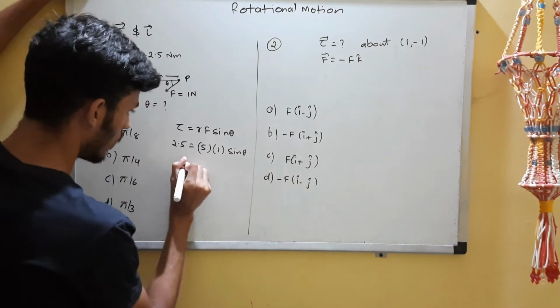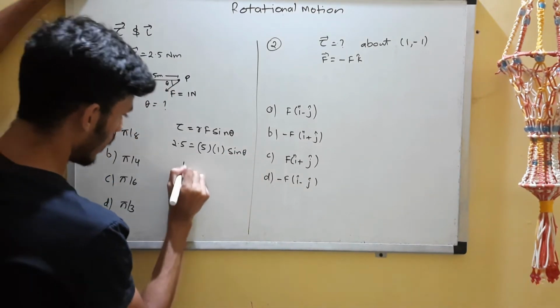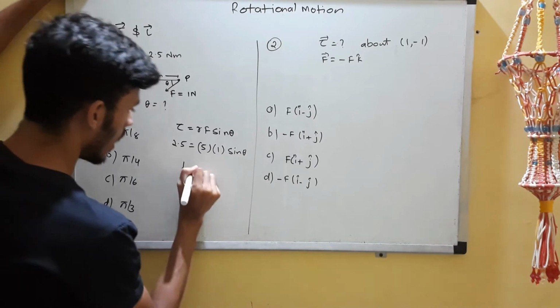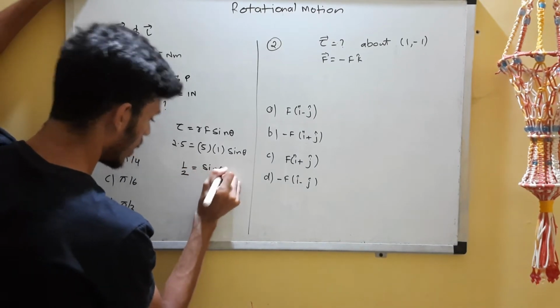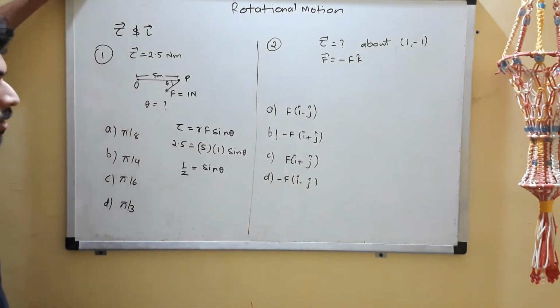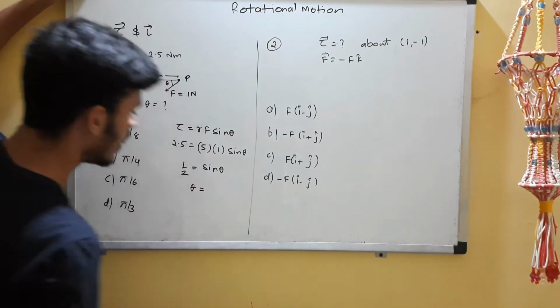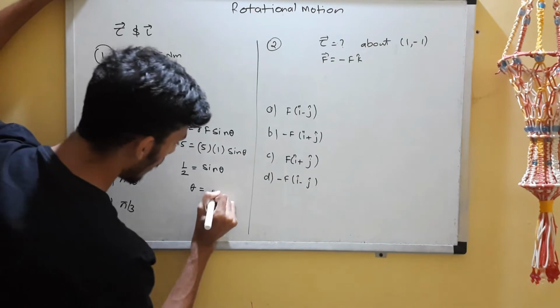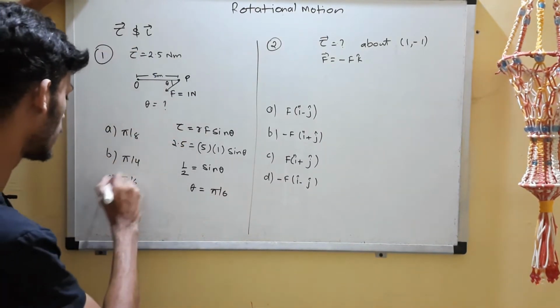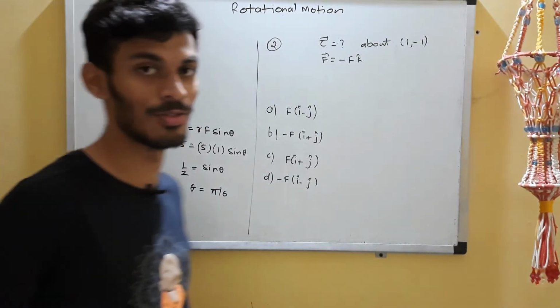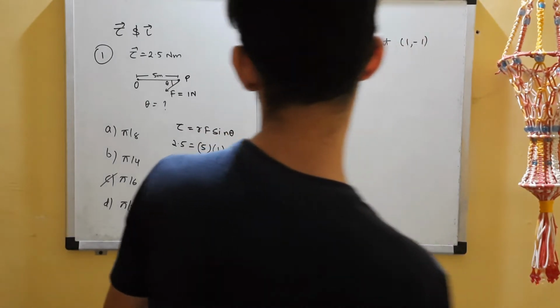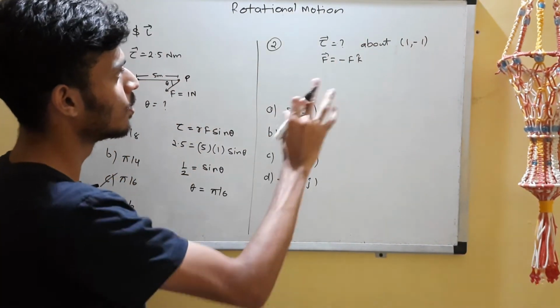Here 2.5 over 5 will give you half, and here you have sine theta. So sine theta is half, and that means theta will be 30 degrees or pi by 6. So option C, pi by 6 is the correct choice over here. Pretty simple question. Let's come to this question now.